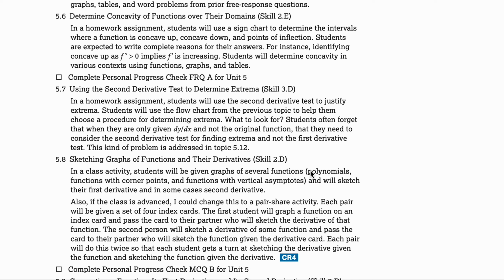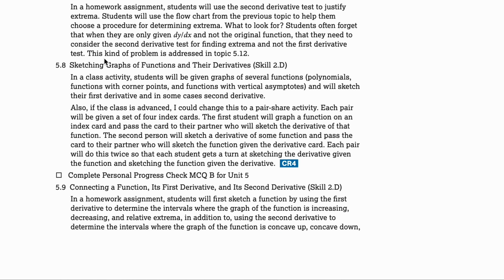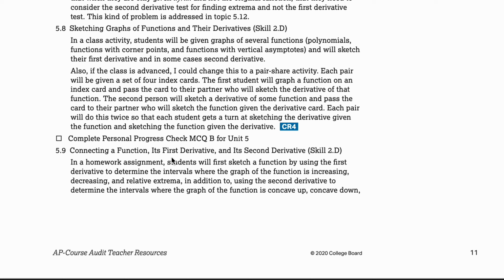Okay, and then you also learn how to use the second derivative to look at concavity. I like to think of concavity as kind of like a bowl. So is it concave up or is it concave down? Meaning, is your bowl sitting on the counter facing up, or have you flipped it upside down? Okay, and then again, what I was kind of talking about in 5.8, sketching graphs of functions and their derivatives. So again, you're putting all of this together and you're learning how to create a graph of a function.